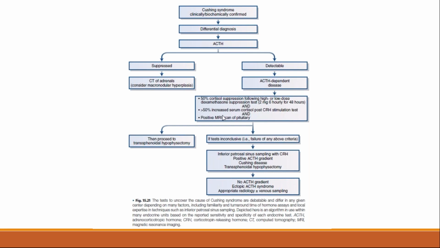Those tests we have discussed, that is 50% cortisol suppression after high dose dexamethasone, and a 50% increase in serum cortisol post CRH stimulation test. If these tests are positive, then the diagnosis is Cushing disease. Then we have to proceed for transsphenoidal surgery. And if these tests are not conclusive, then we have to go for the test inferior petrosal sinus sampling. If this test is also negative, then we have to look for the ectopic causes of ACTH production.